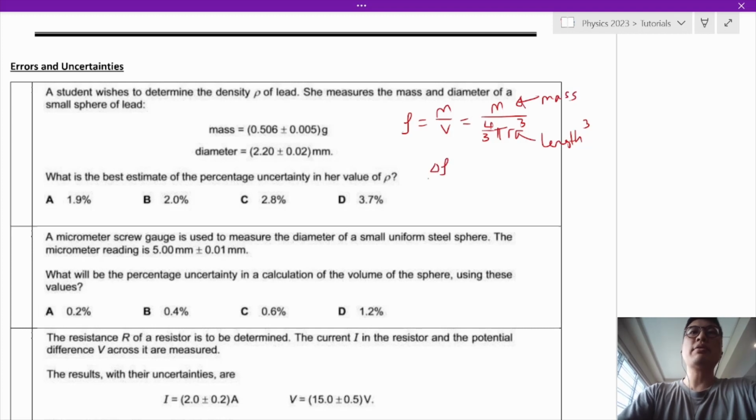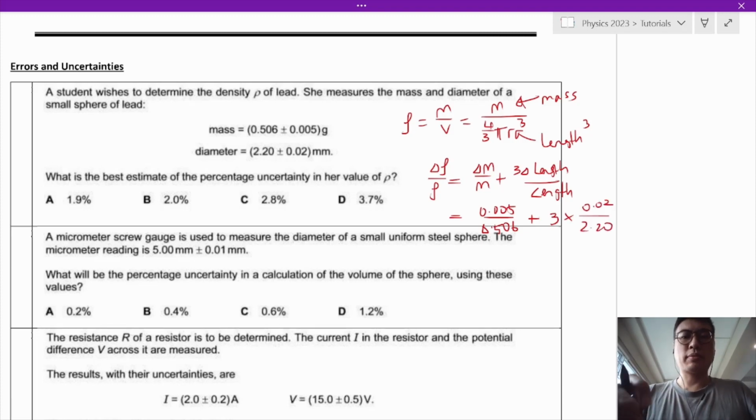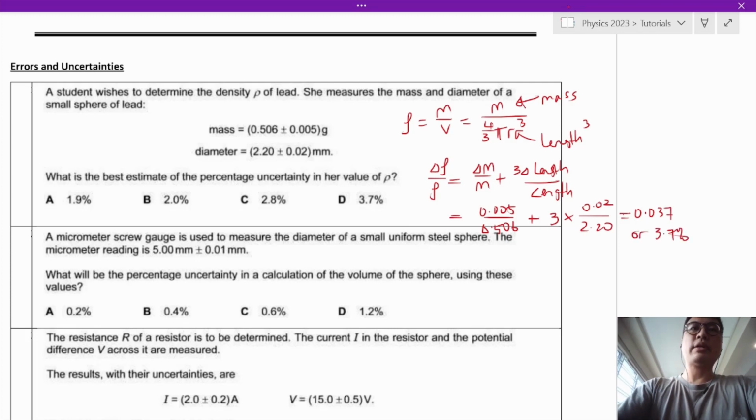So the percentage error in the density will be the percentage error of the mass plus 3 times the percentage error of whatever length is used to find out the volume. So the percentage error of the mass is 0.005 over 0.506. And then the percentage error of the diameter will be 3 times 0.02 over 2.20. This converts to 0.037 or 3.7%. So the value is D.